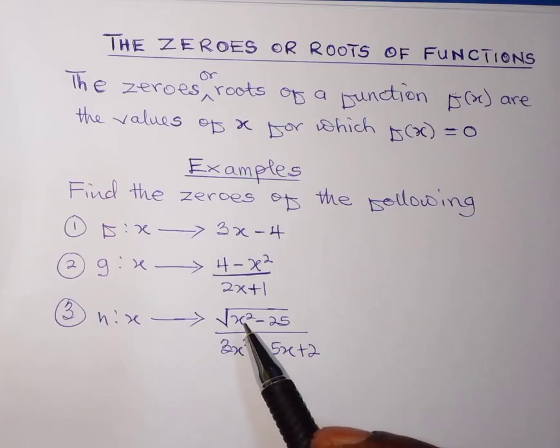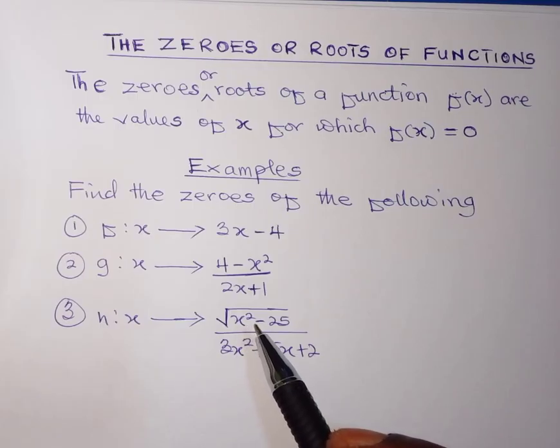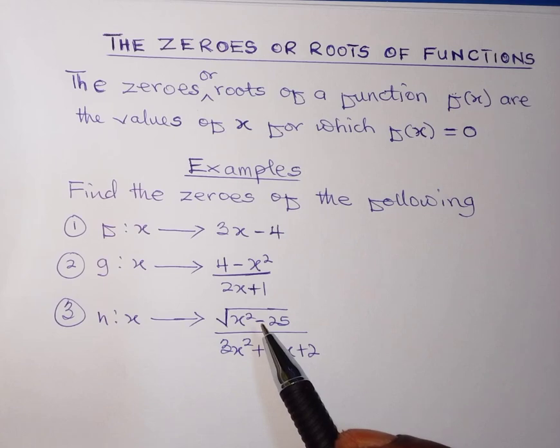In this case, we are saying that the zeros or the roots of a function, say f at x, are the values of x for which f at x is equal to 0. So when you are asked to find the zeros or the roots, whatever values you get for x, if you substitute those values into the actual function given in the question, you are going to get 0. So that is what we mean by the zeros or the roots of a function.